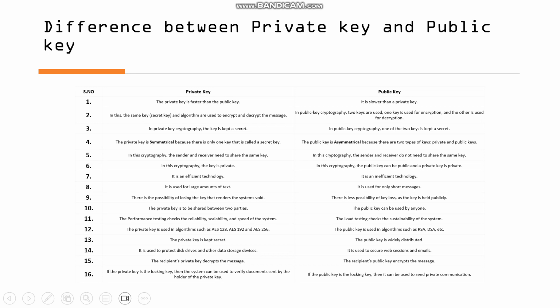The performance testing checks the reliability, scalability, and the speed of the system. The load testing checks the sustainability of the system.